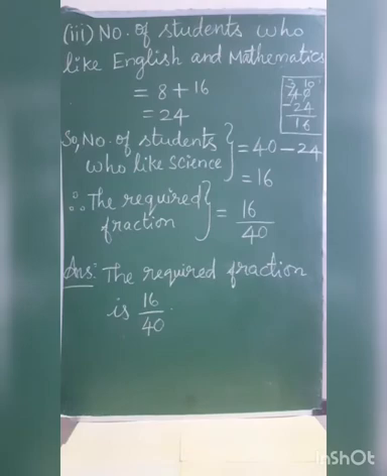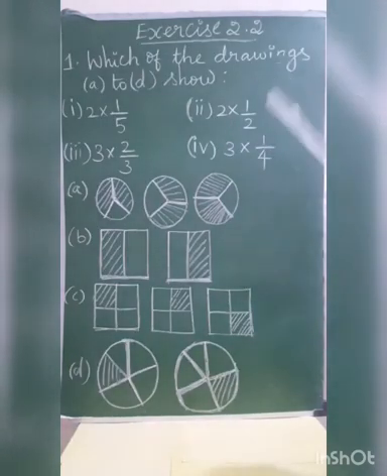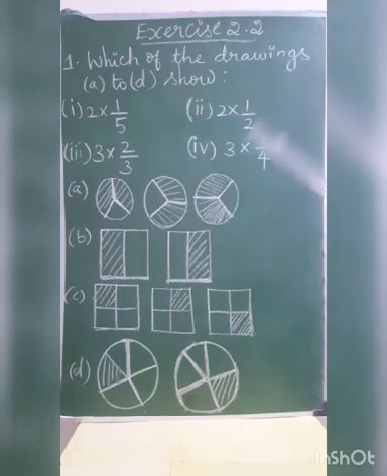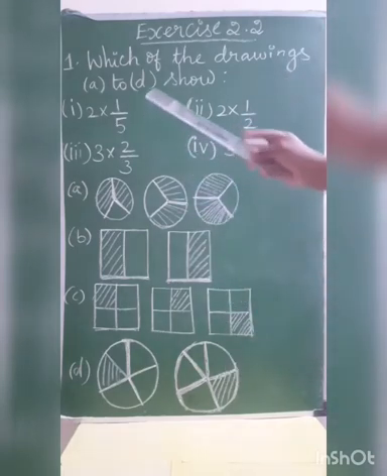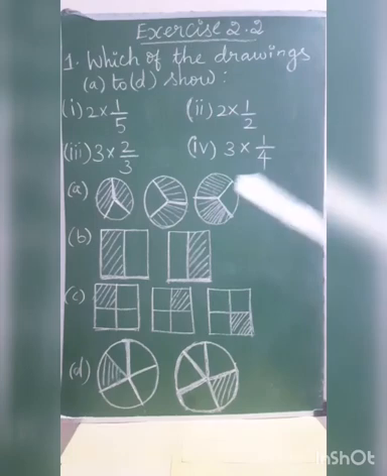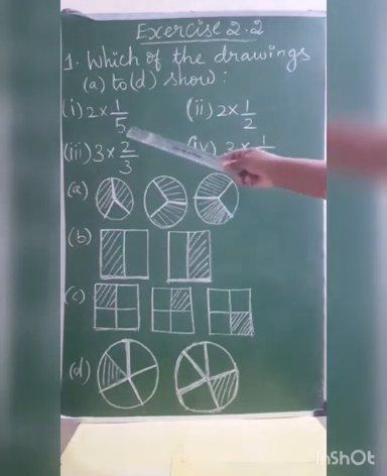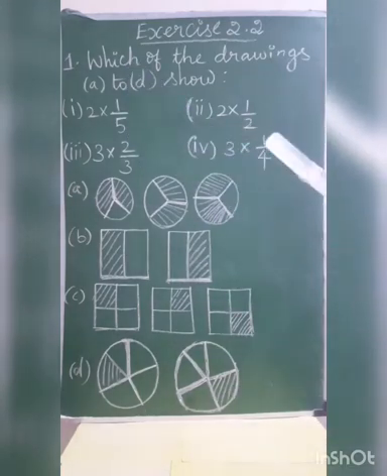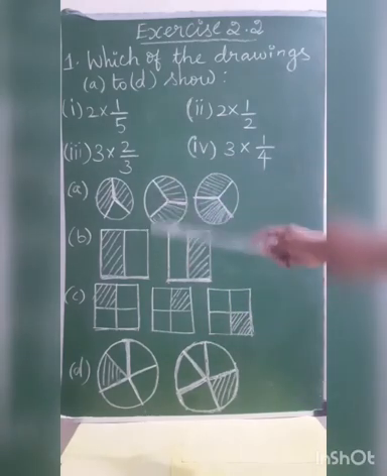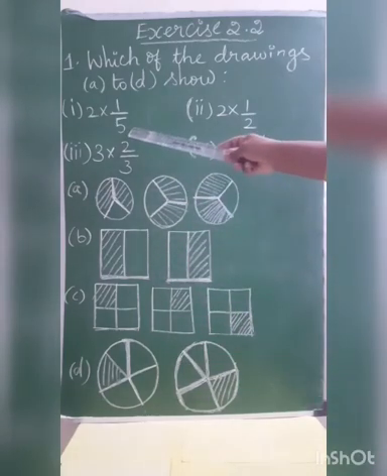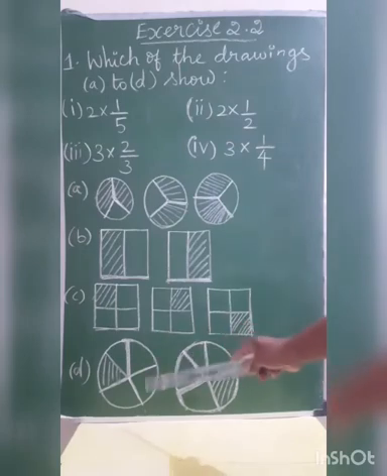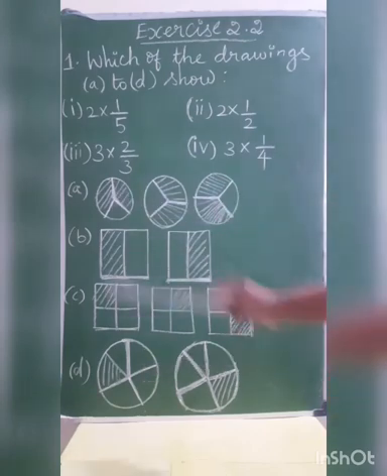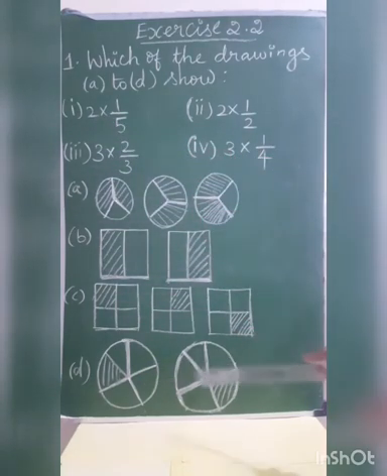Exercise 2.2. First one, which of the drawings A to D show 2 into 1 by 5? That means 2 times 1 by 5. In the 5, the denominator, it is the total number of parts. In the numerator, one part is shaded. So in this picture, the total number of parts is 5: 1, 2, 3, 4, 5. And one part is shaded. How many times in the picture? 2 times in the picture.